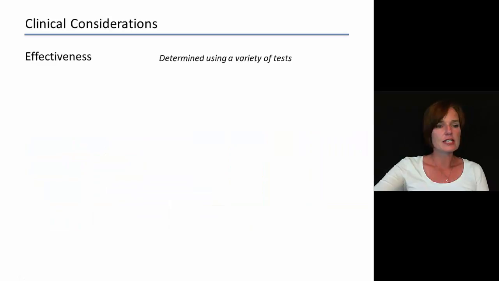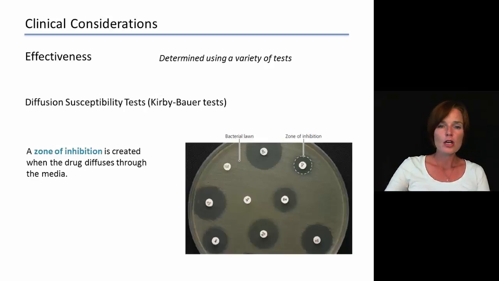If we talk about effectiveness, we need our drug to be effective, and there's a number of different tests that can be used to determine exactly how effective a drug happens to be. So one of the tests that's commonly used is called a diffusion susceptibility test. This is also called a Kirby-Bauer test.